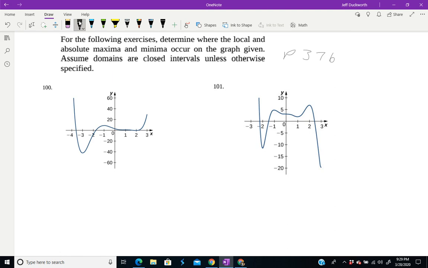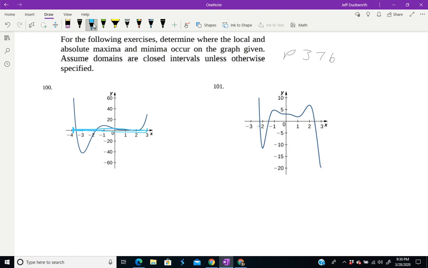So let's take a look at our interval for problem number 100. Let's see. So it looks like maybe around here, and it looks like it does go to 3. So our interval, our x values, can take anything from just above -4 to +3.